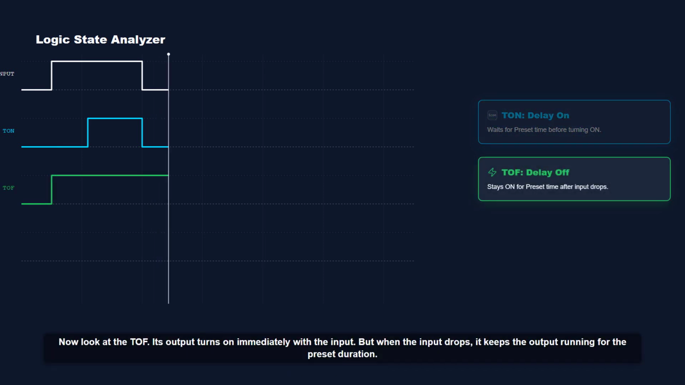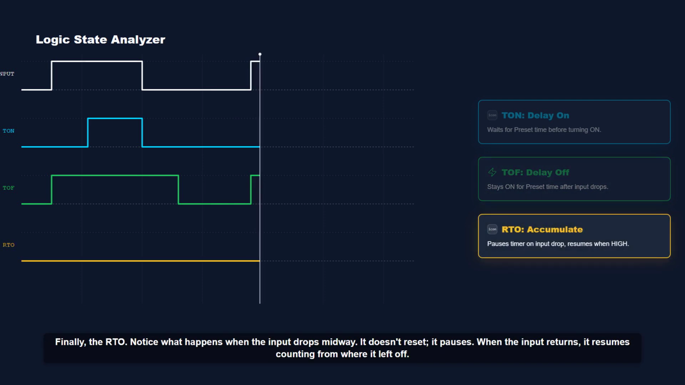Now look at the TOF. Its output turns on immediately with the input, but when the input drops, it keeps the output running for the preset duration. Finally, the RTO. Notice what happens when the input drops midway. It doesn't reset, it pauses. When the input returns, it resumes counting from where it left off.